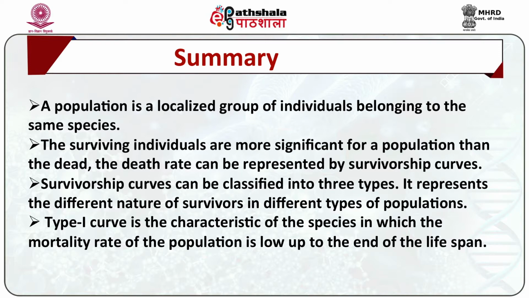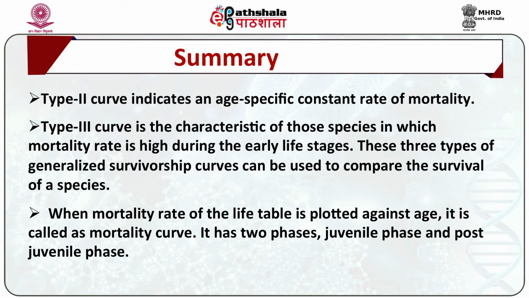The Type 1 curve is characteristic of species in which the mortality rate of the population is low up to the end of the lifespan or up to old age. The Type 2 curve, or diagonal curve, indicates an age-specific constant rate of mortality. The Type 3 curve, or concave curve, is characteristic of those species in which the mortality rate is high during the early life stages. These 3 types of generalized survivorship curves can be used to compare the survival of a species.